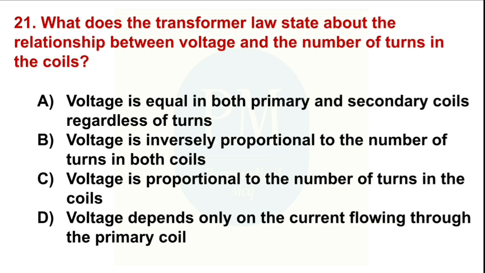What does the transformer law state about the relationship between voltage and the number of turns in the coils? Option A. Voltage is equal in both primary and secondary coils regardless of turns. Option B. Voltage is inversely proportional to the number of turns in both coils. Option C. Voltage is proportional to the number of turns in the coils. Option D. Voltage depends only on the current flowing through the primary coil. The correct option is option C. Voltage is proportional to the number of turns in the coils.